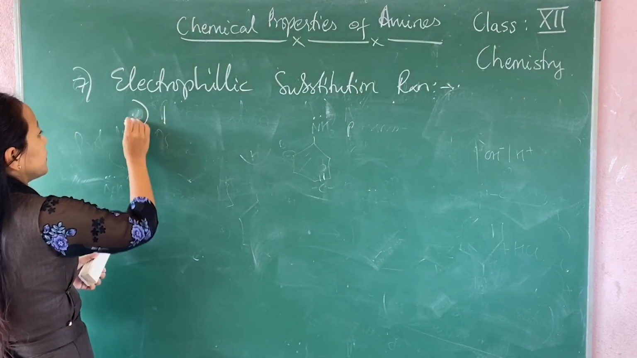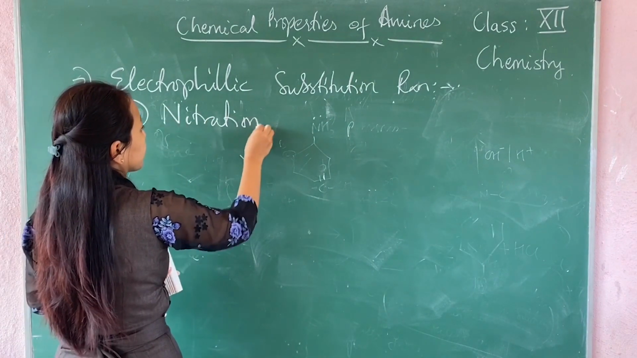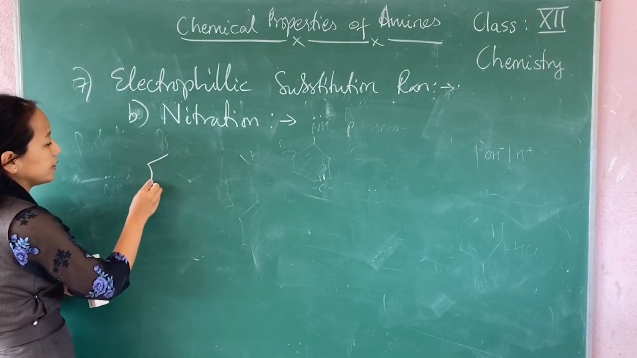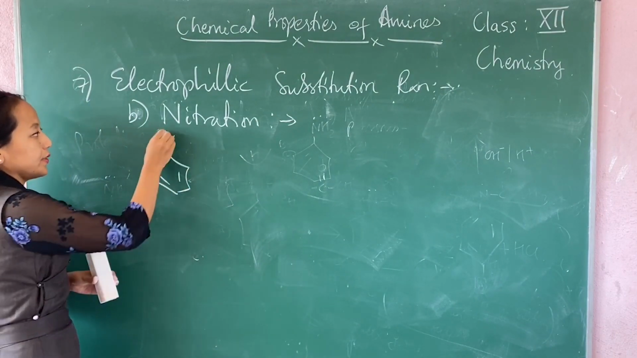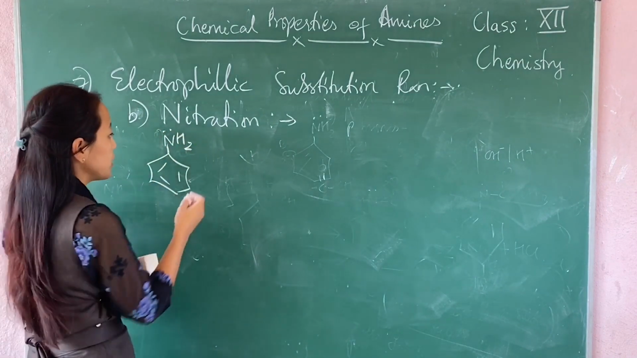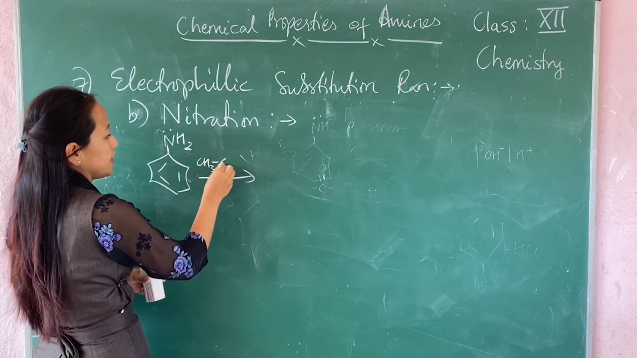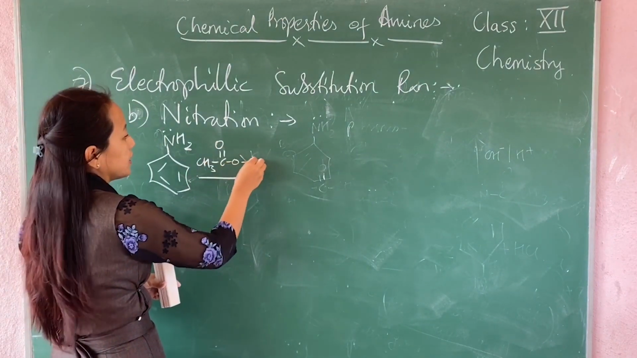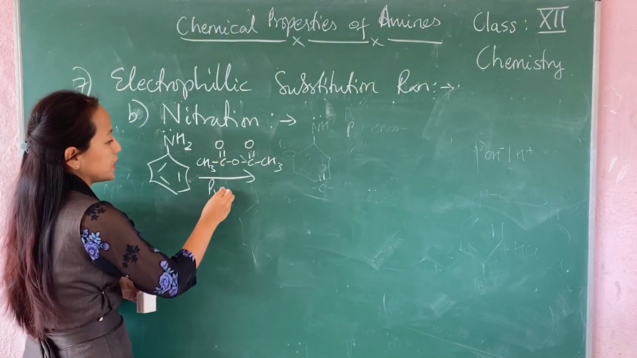Now the next one is nitration. Again, the first step you need to do is to control the activating power of NH2 so that you will get a mono substituted compound. For that, you have to treat this compound with acetic anhydride, C double bond O CH3, in the presence of pyridine.